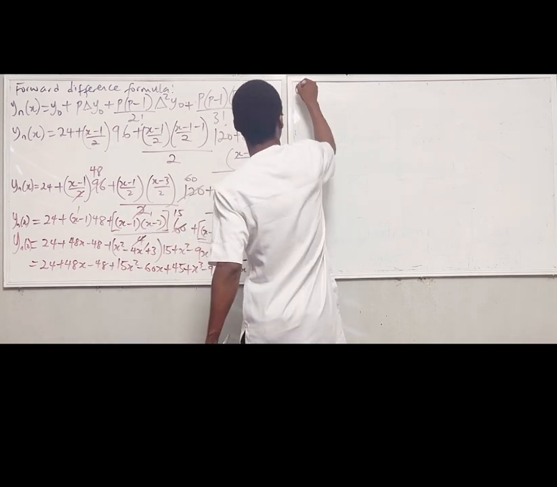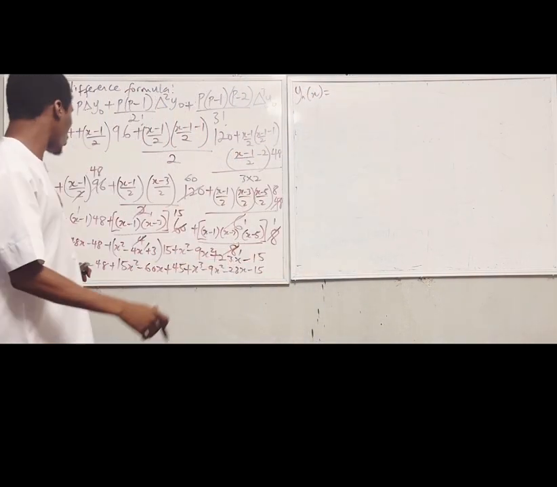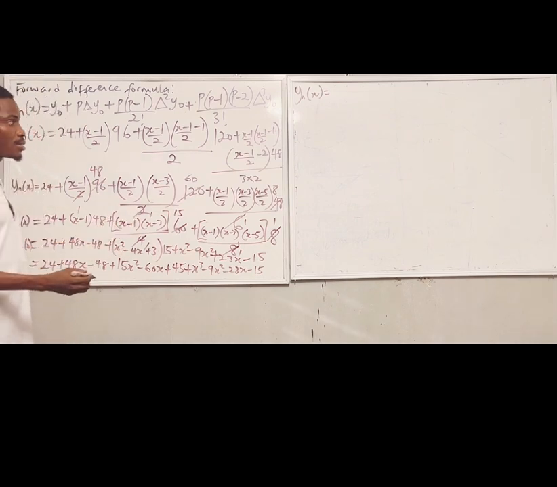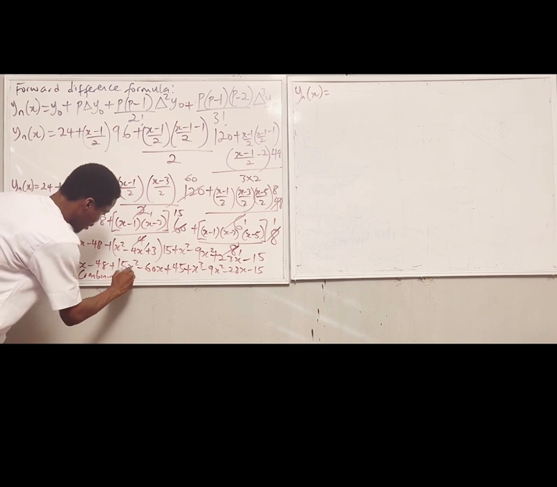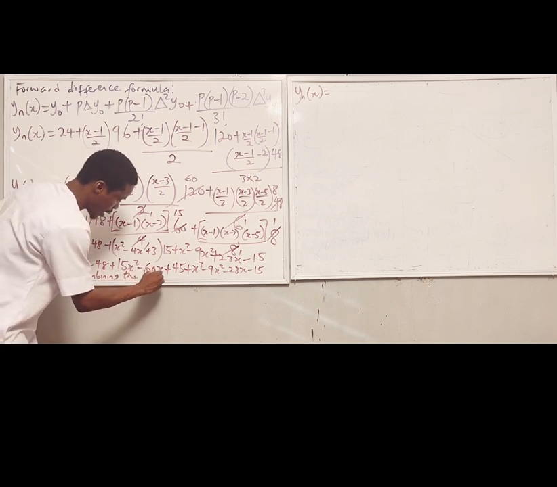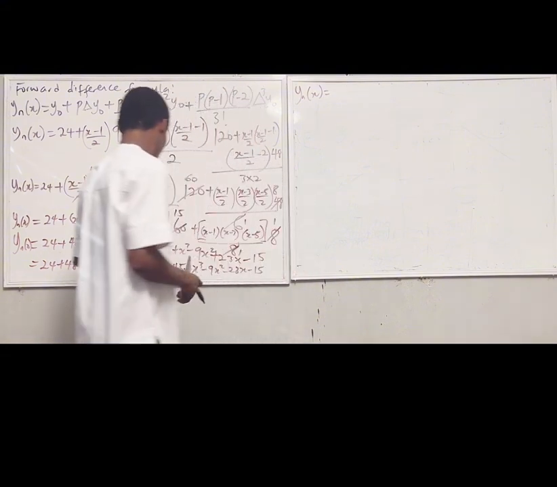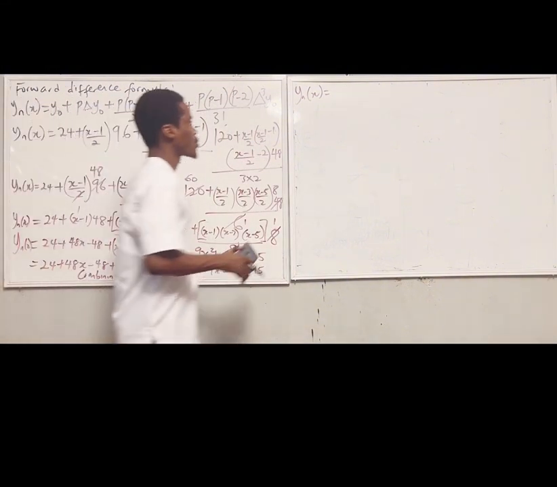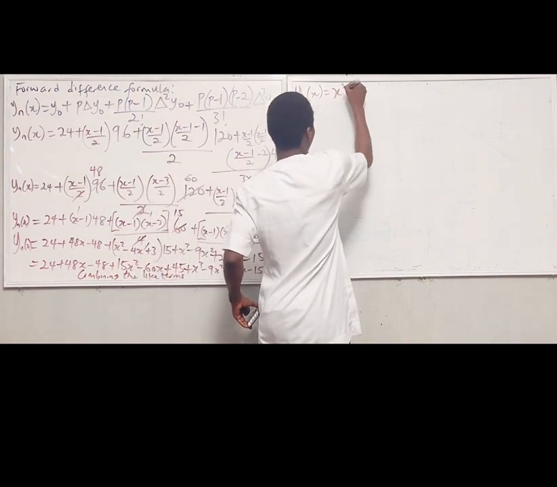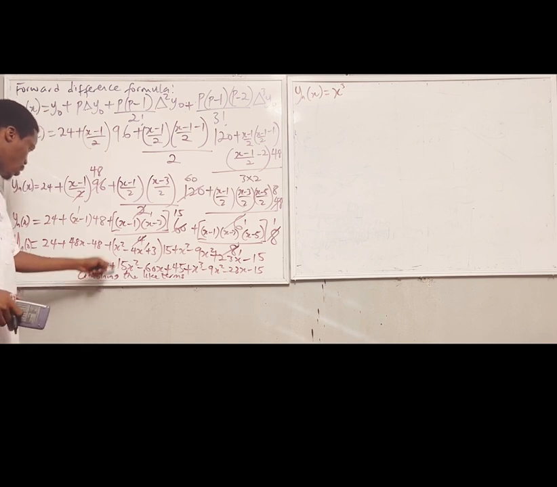So my y_n of x is now, so what I'm going to do is combine the like terms. So now I'm going to have, so this is a constant. Let me start with the highest power, which is s cubed. Then from my highest power to what? s squared. So I have to take all the s squared.